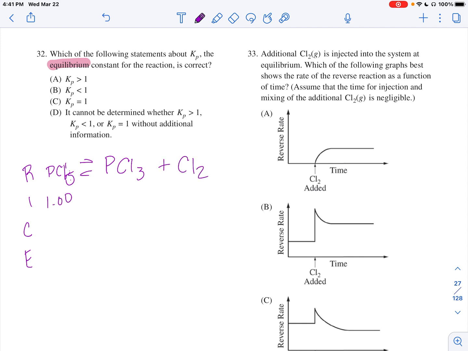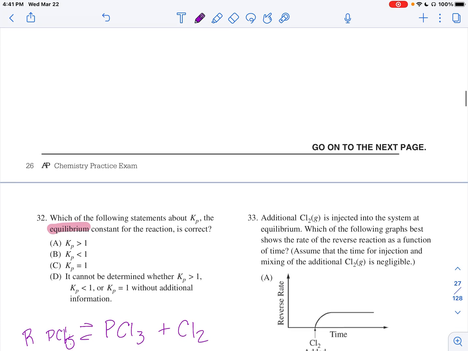So we start out with 1 here, nothing, nothing. All the coefficients are 1, so our change can just be minus x and then plus x. So our equilibrium pressures are 1 minus x, x, and x. Don't forget that Rice tables can be used for both concentration and pressure, so it's a nice, easy thing here.